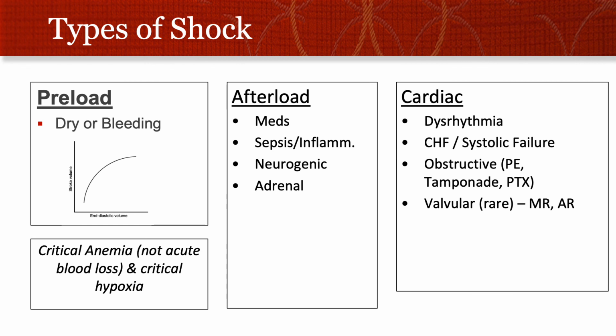and that's critical anemia, hemoglobins in the 4s or 5s, that is not causing an acute hypovolemia, so oncologic patients, or critical hypoxia. And both of these situations result in a problem in the carrying capacity of oxygen in the blood. They're a bit more obvious diagnoses, but they can result in profound shock and end organ complications. Going back to my big 3 categories, preload, afterload, or cardiac problem.